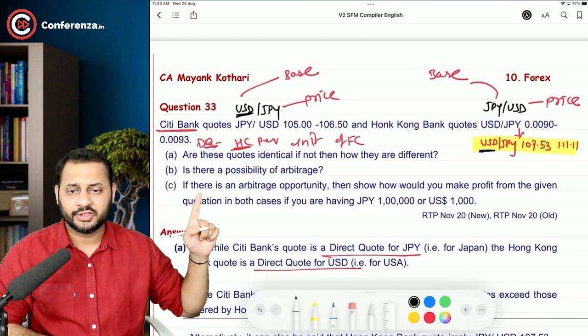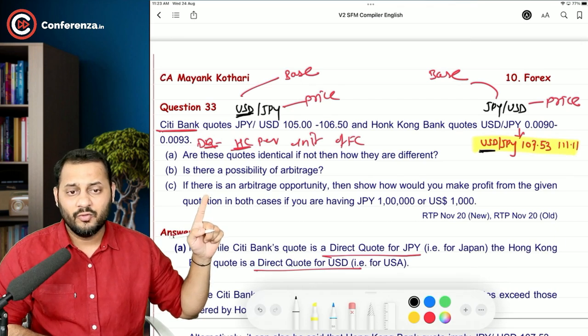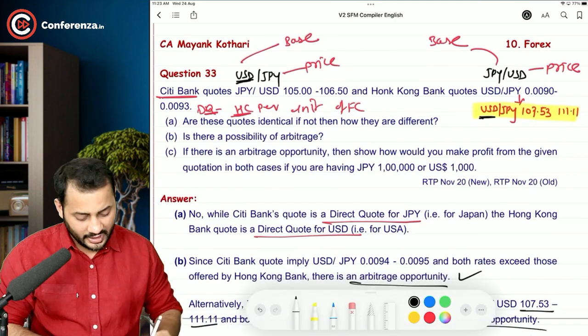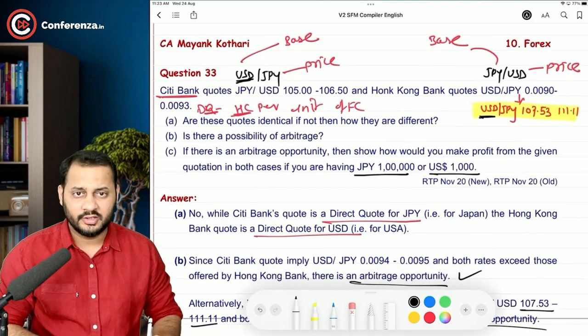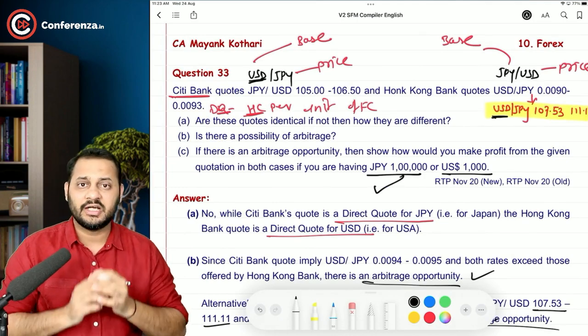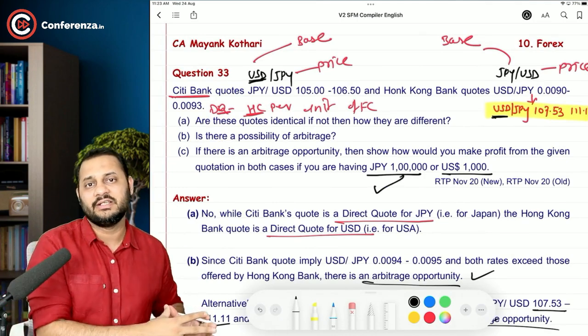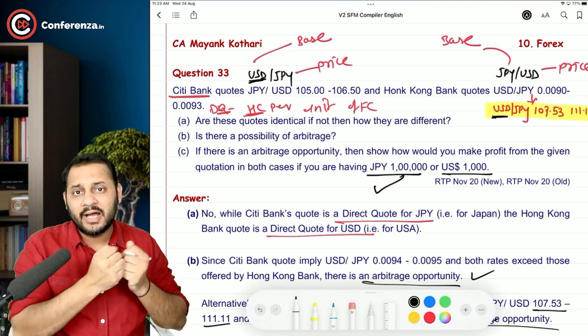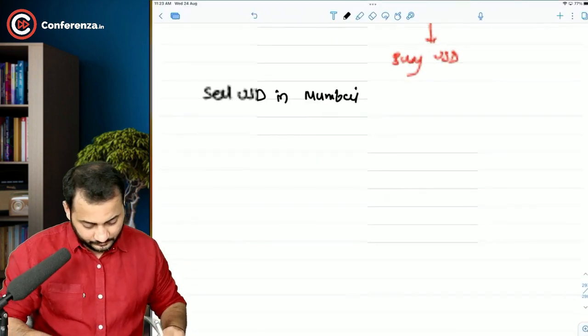So let's read the question. If there is an arbitrage opportunity, then how would you make a profit from the given quotation in both cases, if you are having Japanese yen or dollar? So we want to buy the dollar from Citibank. We will take this situation that we have 1 lakh Japanese yen. So what are we going to do? We will sell that Japanese yen and buy dollars. Let's see.